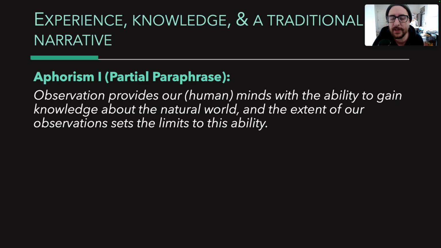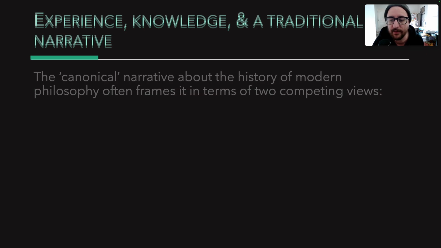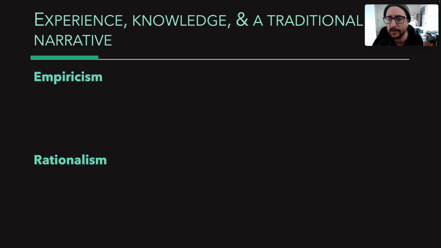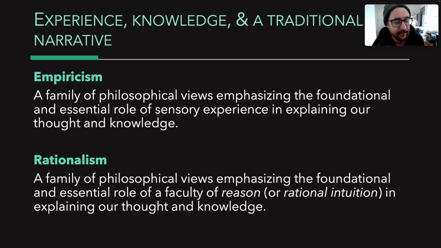Now, all of this discussion fits pretty well into what's often thought of as a kind of canonical narrative about the history of modern philosophy that often frames it in terms of two competing views. On the one side, we have empiricist views, and on the other side, we have rationalist views. The empiricist views are a family of philosophical views that emphasize the foundational and essential role of sensory experience in explaining our thought and knowledge about the natural world around us. But rationalism emphasizes the foundational essential role of a faculty of reason, or a faculty of rational intuition, in explaining our thought and knowledge about the world.